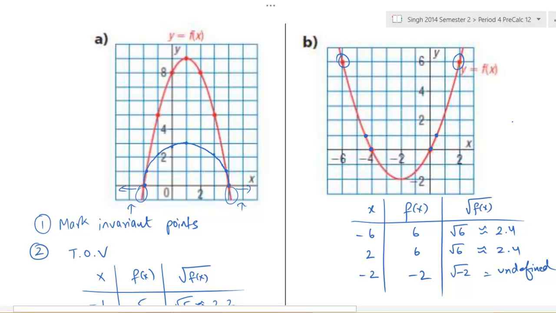Those values right here. So when x is -6, f of x is 6, and the square root of f of x is 2.4. So when x is -6, I get a new point at roughly 2.4 here. When x is 2, f of x is 6, and the new point is at 2.4 again. And then just to show you something, I picked a point in the middle here, -2. When x is -2, the y value, or f of x, is -2. When I take the square root of that, it's actually going to be undefined. In fact, this entire region is going to result in undefined values.